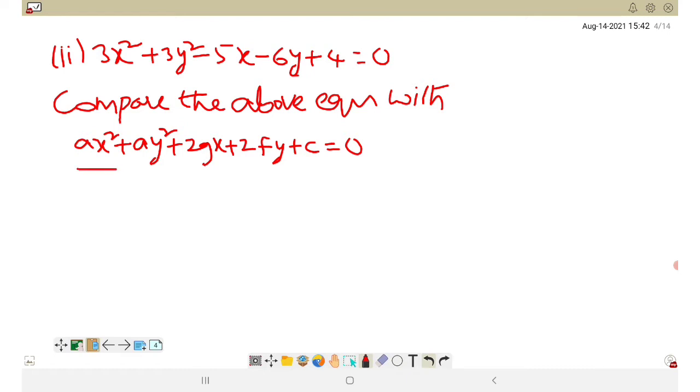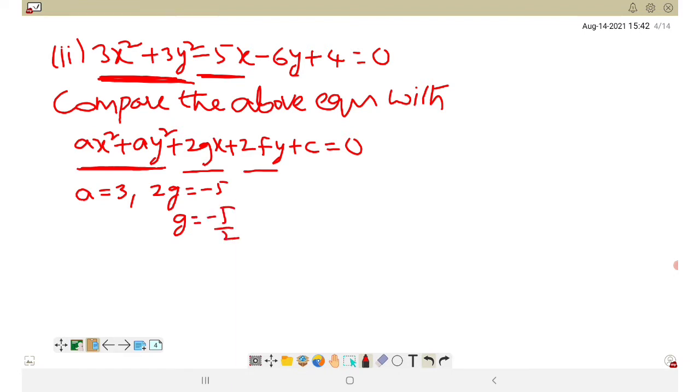Now here the x square coefficient and y square coefficient is a. Here also the x square coefficient and y square coefficient is 3. So a is equal to 3, and the x coefficient is 2g, here the x coefficient is minus 5. 2g is equal to minus 5, g is equal to minus 5 by 2. And the y coefficient is 2f, here the y coefficient is minus 6. So 2f is equal to minus 6, 2 3s are 6, f is equal to minus 3, and c is equal to 4.